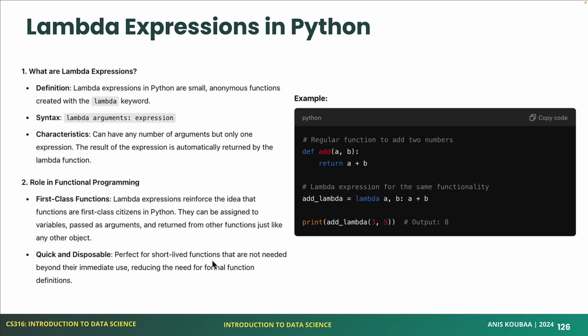So now, perfect for short-lived functions that are not needed after their immediate use, which reduces the need for formal function definitions. These kinds of optimizations are really very important when you work in data science. You know, in data science, every single operation counts because you will be dealing with a huge amount of data. If you don't optimize your code, even if your code from a functional perspective is correct, it's not going to be efficient from a performance perspective. So this is really important to know when to use these tricks.